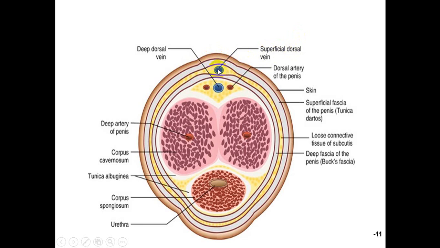So the shallow one is called the superficial dorsal vein, and the deep one is called the deep dorsal vein. Then the deep dorsal vein is surrounded by two dorsal arteries of the penis. Then we also have the deep artery of the penis that goes through the corpus cavernosum. And the corpus cavernosum is what erects.